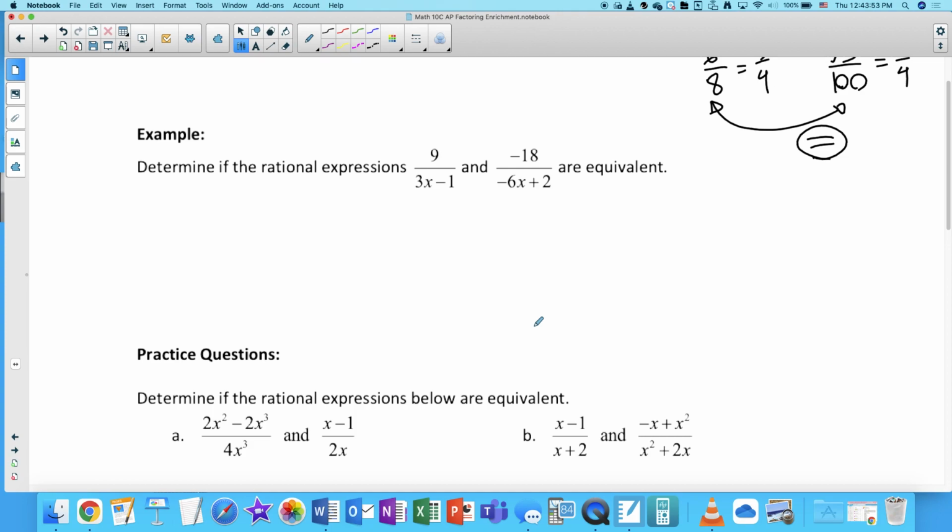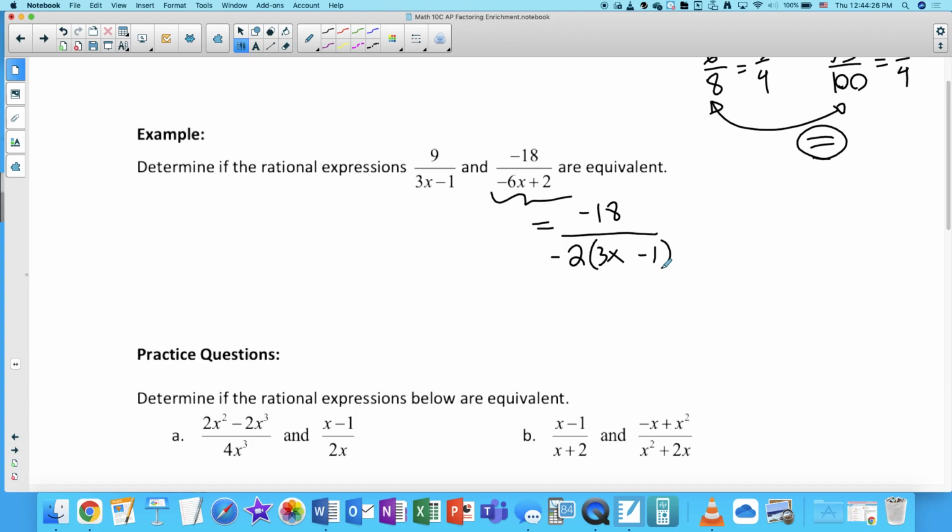Okay? What about the negative 18 over negative 6x plus 2? Yeah, you can divide it by negative 2, or if you can see that, great. If not, the general process is factor, see if there are common factors, right? And there is a common factor in the denominator of negative 2. And then this would become a minus 1 because negative 2 times negative 1 is positive 2.